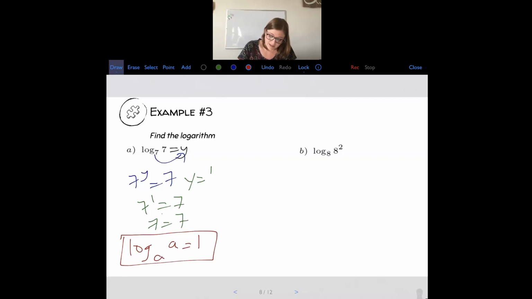And then for part B, we'll set it equal to y. So notice 8 is our base, and 8 squared is what would play the role of x in our logarithm form. Okay, so we have 8 to the y is equal to 8 squared. Now for this, notice that in order for these to be equal, their exponents have to be equal because the base is the same. So 8 to some power equal to 8 squared, well, that power would have to be 2. So y equals 2.